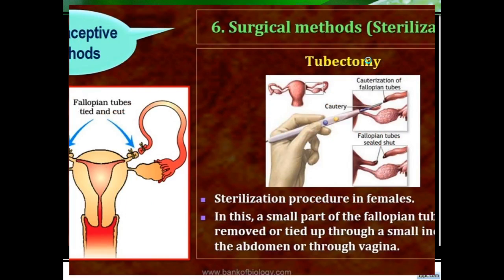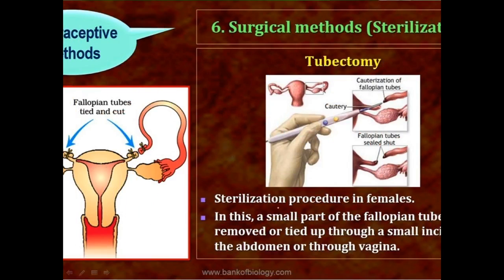The second one is tubectomy. This sterilization procedure is used in the case of females. In this, a small part of the fallopian tube is removed and tied up through a small incision made in the abdomen or through the vagina.